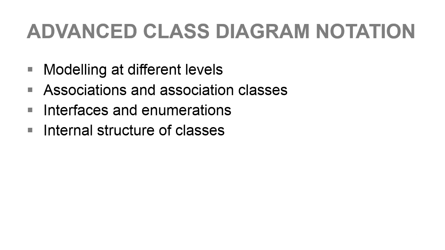First, I'm going to say a little about modelling at different levels and the different amount of detail required. Then I'll summarise some of the additional things you'll see on associations, talk about interfaces and enumerations, and say a little about structure inside a class, using what's known as a composite structure diagram.